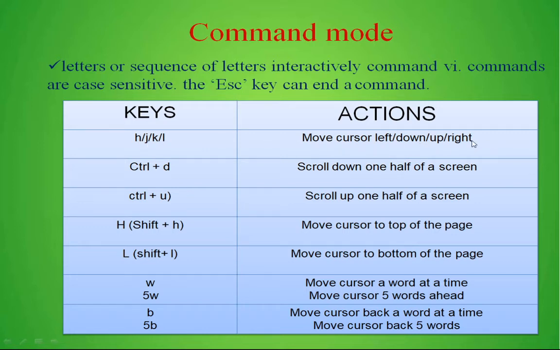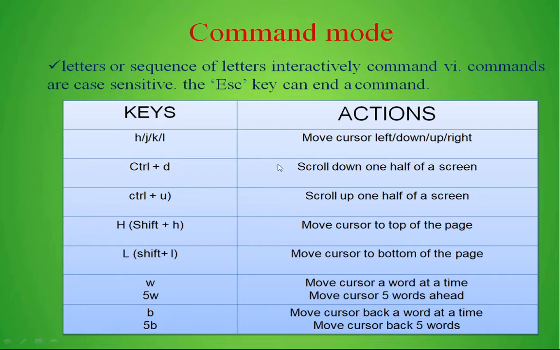What I have told is, whatever characters or keys you type in the command mode, they are going to work like commands. They have some special meanings. J is my normal character, right? But when I press the J key in the command mode, it is used to move the cursor down. Similarly, H is for the left, J is for the down, K is for the up, and L is for the right.